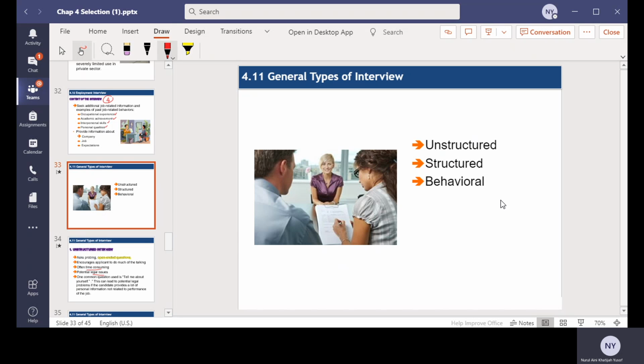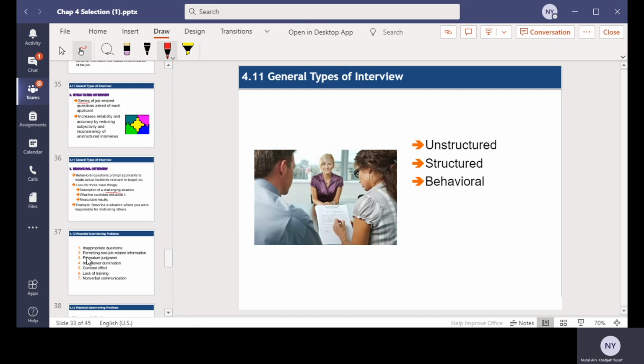If the number of candidates is quite limited, for example, they just have 2 candidates for the interview, then maybe they can spend more time. But if they don't have much time, and the number of candidates is quite a lot, then at least they can focus on 1 or 2 types of interview only.